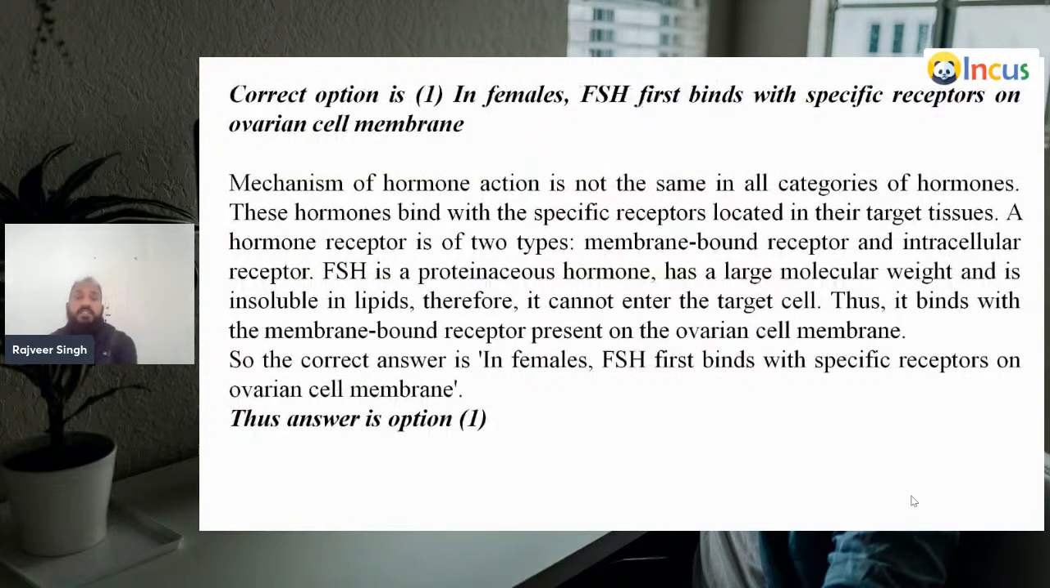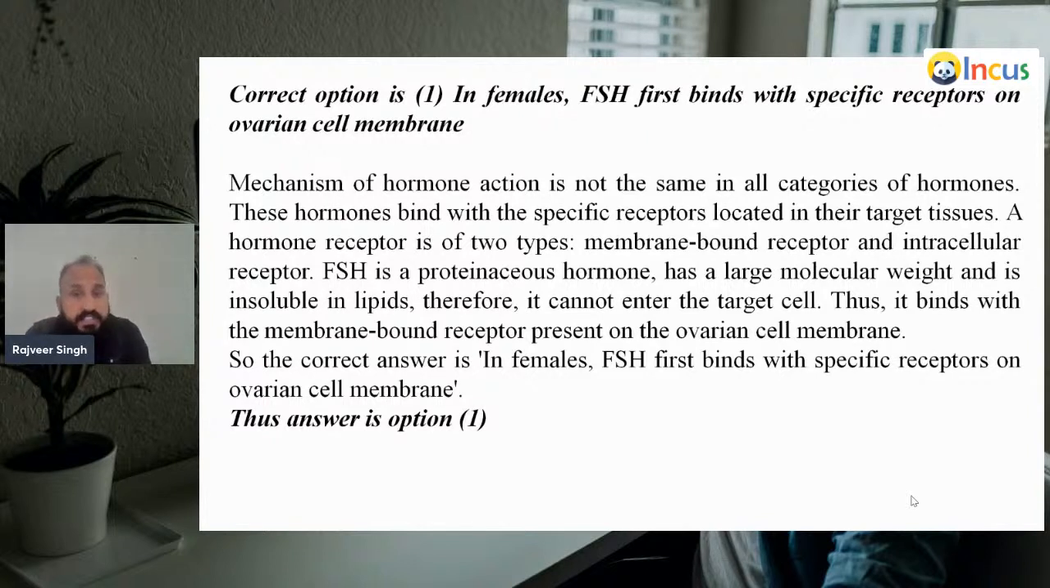Because the mechanism of hormone action is not the same in all categories of hormones, right? A hormone binds with the specific receptor located in its target tissues. Hormone receptors are of two types. The first one is the membrane-bound receptor, and the second one is the intracellular receptor.